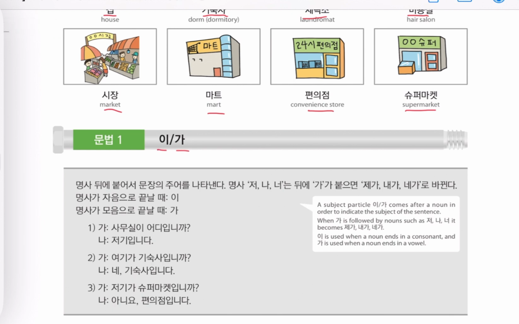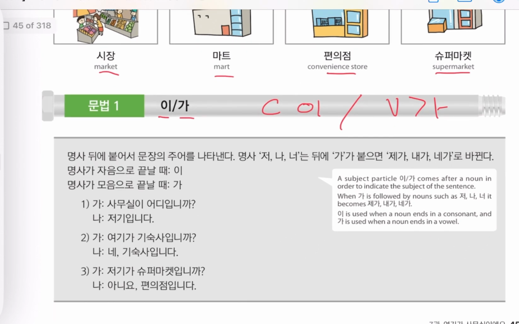Now the Korean particles i and ga. If your word ends with a consonant, then you will add i. If the last letter of your word is a vowel, you will add ga. Samushili odi imnika. Samushil is office. Odi is where. Imnika. Where is the office? Chogi imnida. There. Over there.